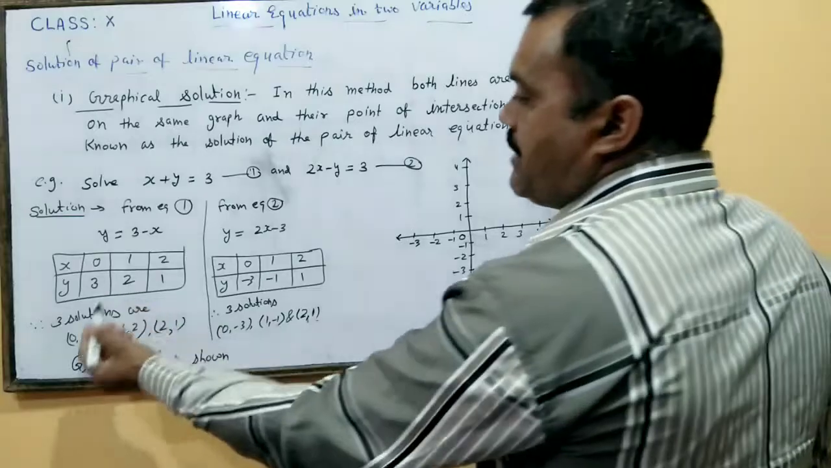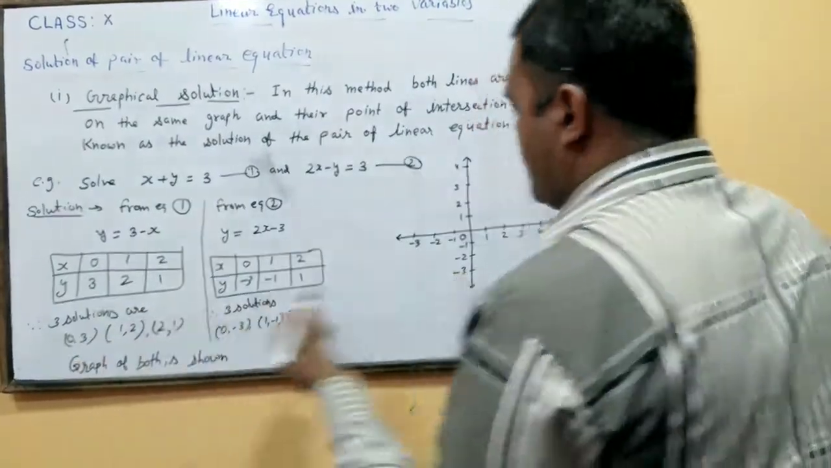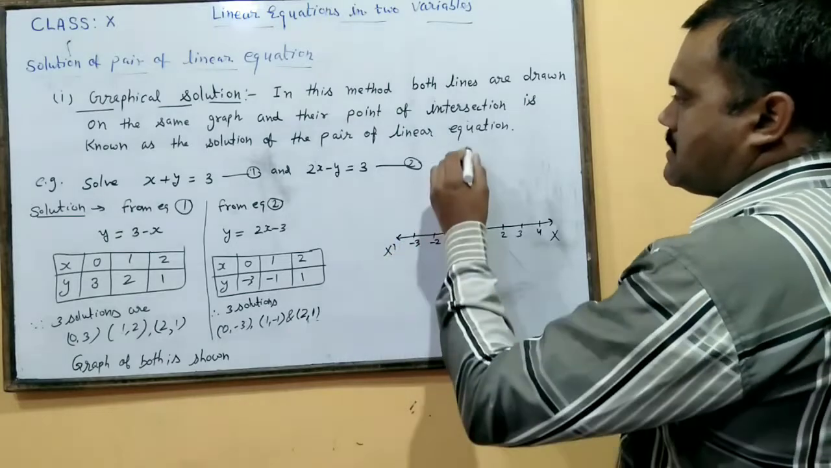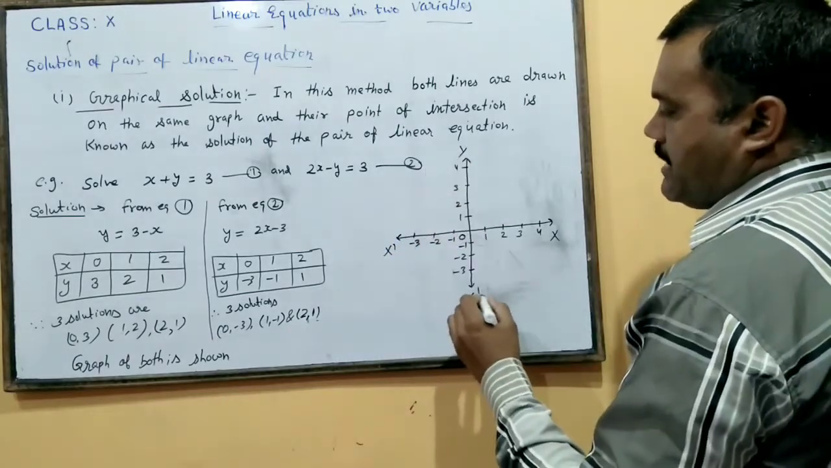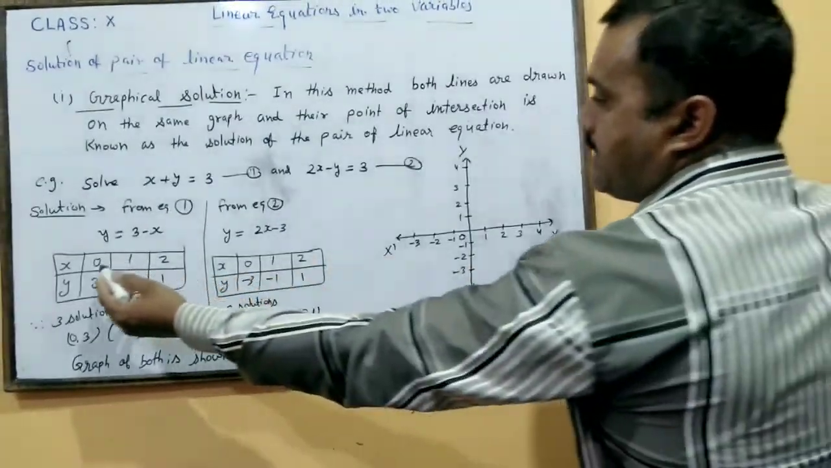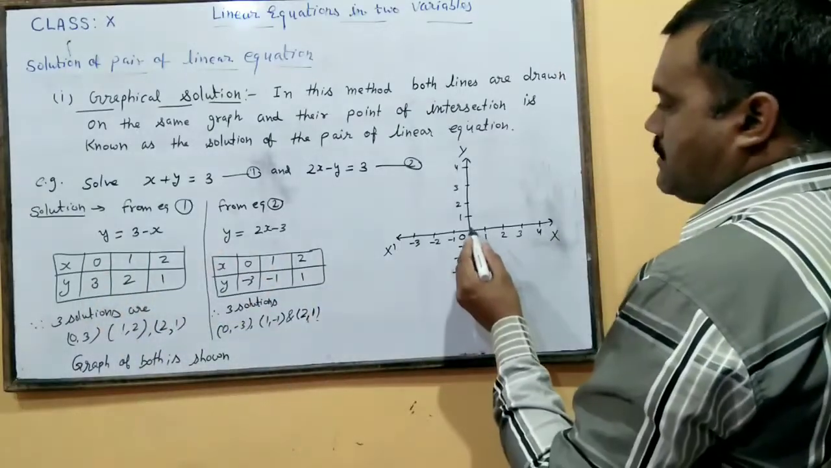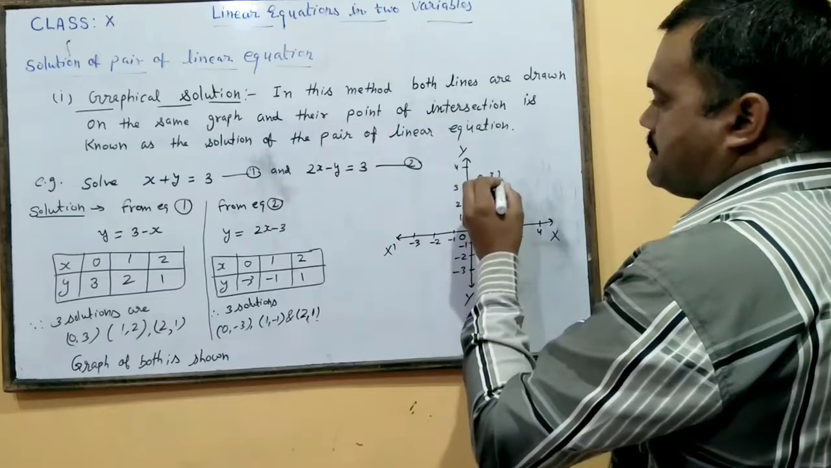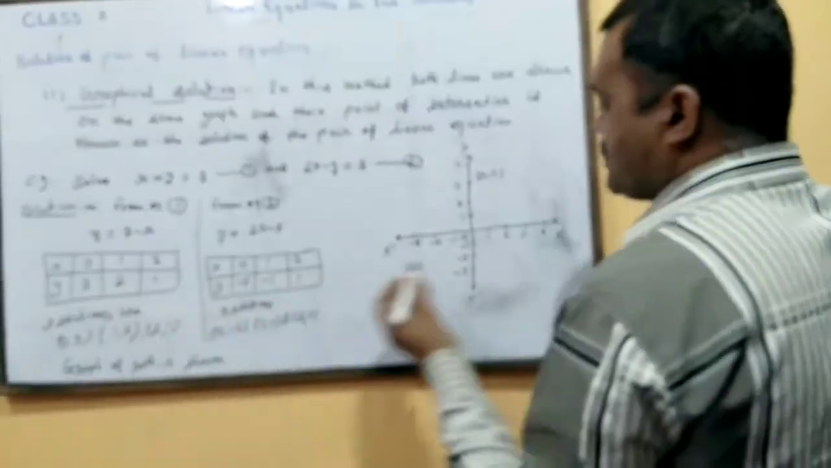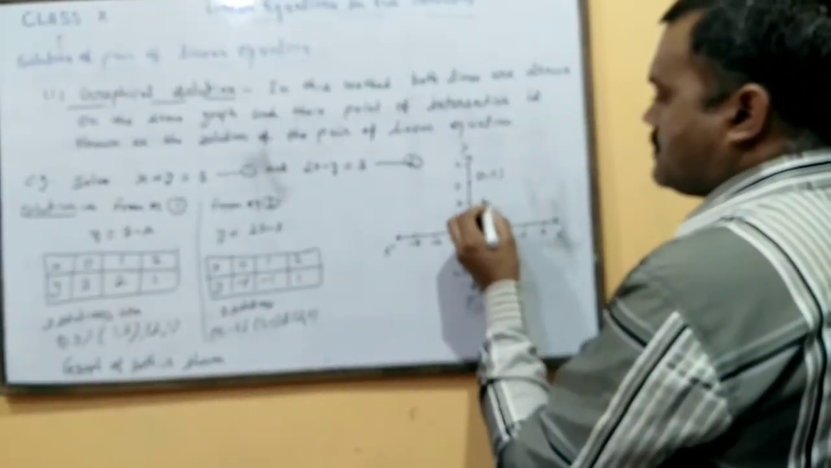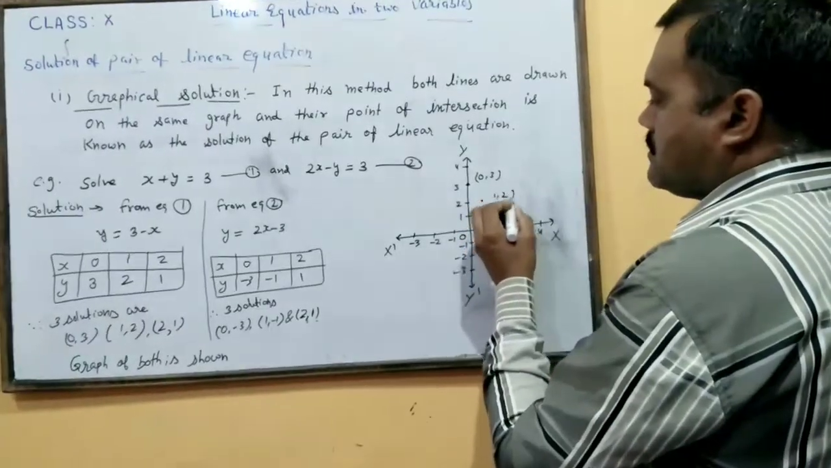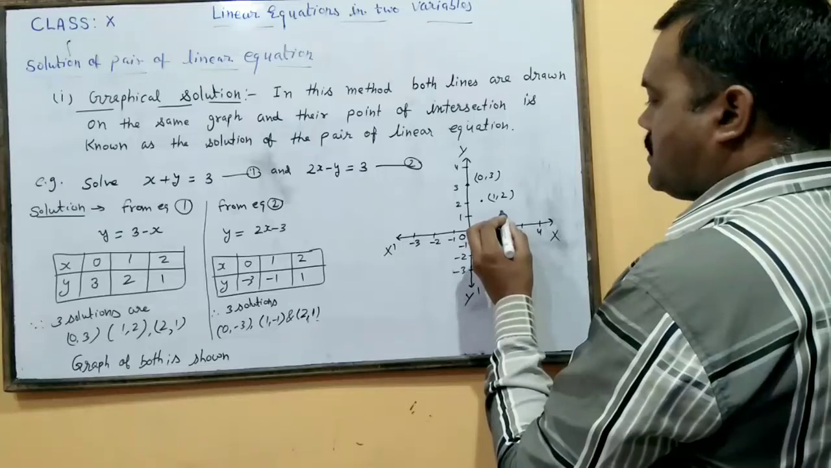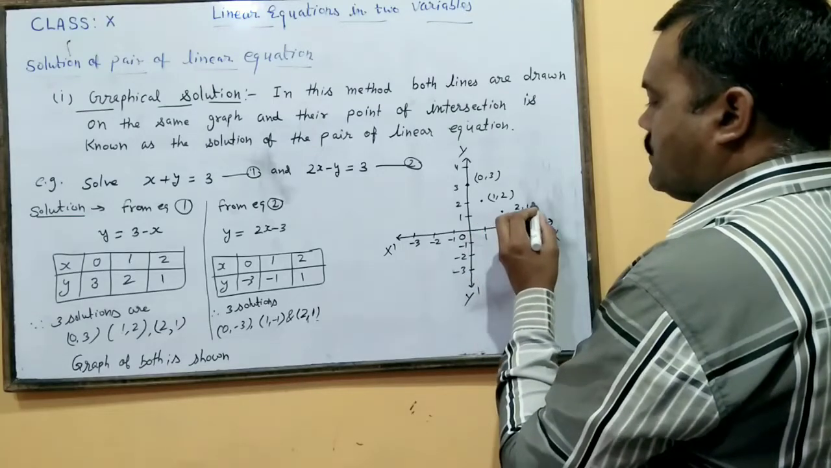Now we will draw the graph. So first is (0, 3). That means this is the axis of x, x dash, and this is the axis of y, y dash. Origin is this. So at 0 it is 3. So this point is (0, 3). At 1 it is 2. So this point is (1, 2). And at 2 it is 1. So this point is (2, 1).